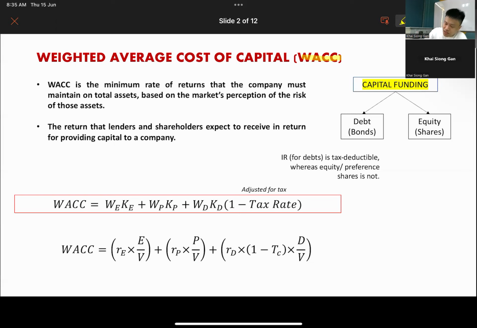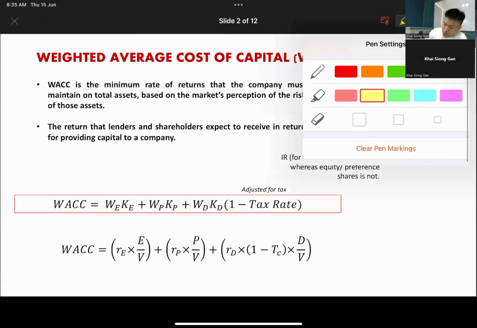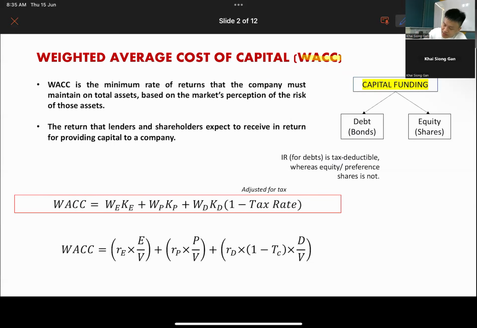First of all, in the previous class, we learned that there are two main ways for a business to raise finance. So there are two ways for capital funding, in which the first one is called debt financing, and the second one is called equity financing. One is through the issue of bonds, which we call debts. Another one is through the issue of equity, or the issue of shares.